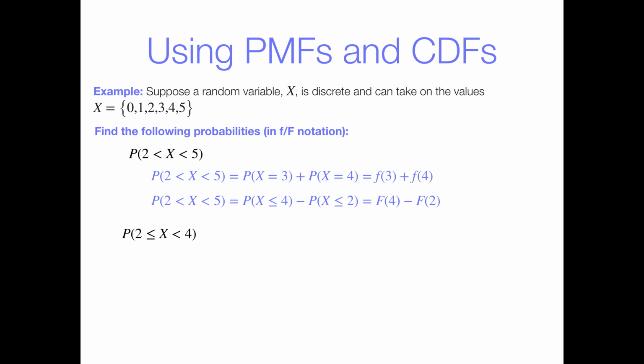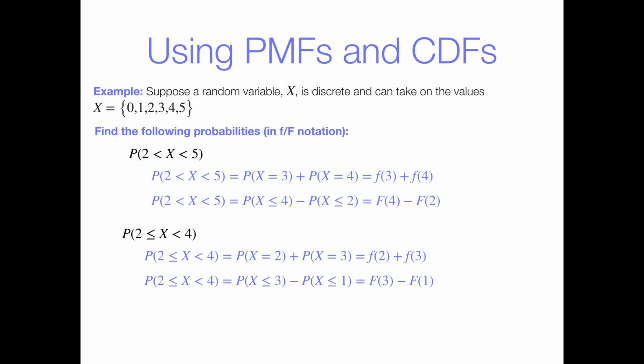Okay, so now we're back. What is the probability that x is greater than or equal to 2 and less than 4? What falls in this range? Just 2 and 3. So using the PMF, that would be f of 2 plus f of 3. Using the CDF, it's capital F of 3 minus capital F of 1.